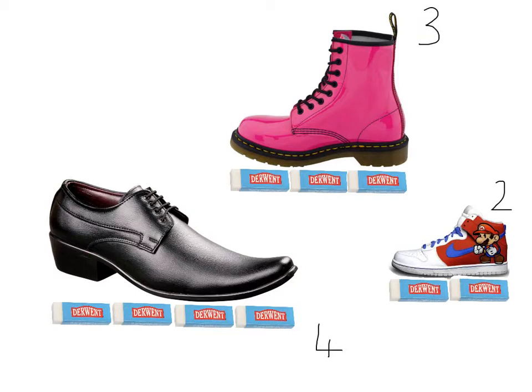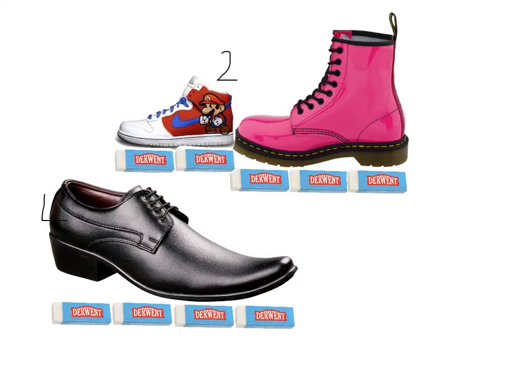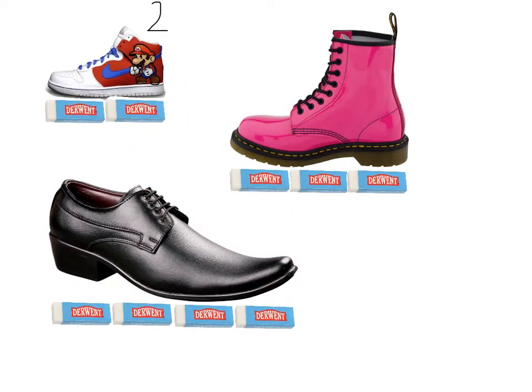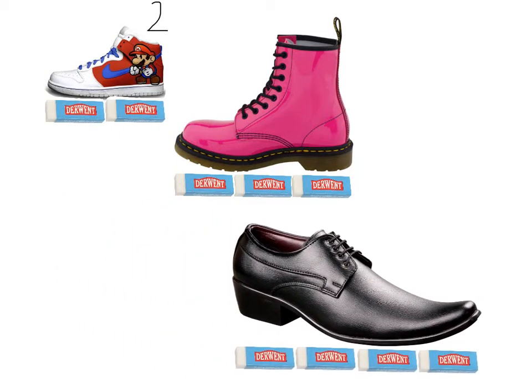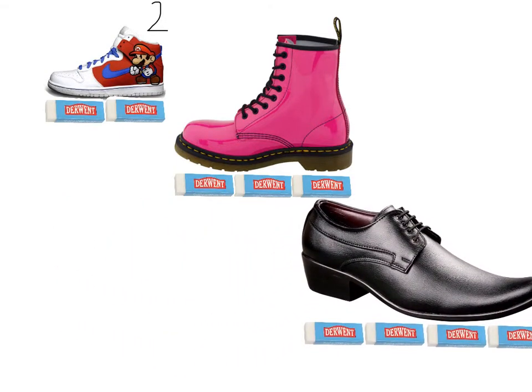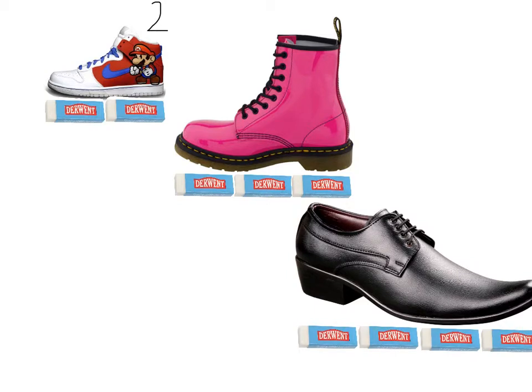So which of these shoes are the shortest? That means they have the least amount of rubbers in length. Did you say the Mario shoe? You would be right. The Mario shoe was the shortest. Then which one would come next? Which would be the second longest in length? The pink shoe. It's only 3 rubbers long. And what about the black shoe? It was 4 rubbers long, so it is the longest shoe out of these 3 shoes. So we've put these shoes in order from the shortest shoe to the longest shoe.